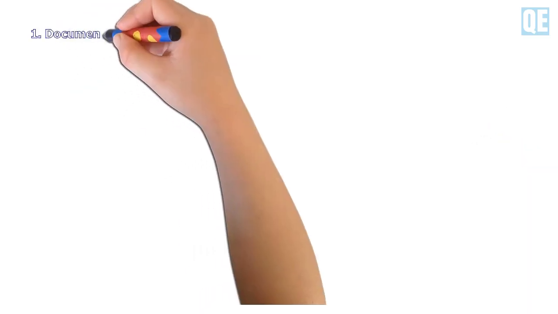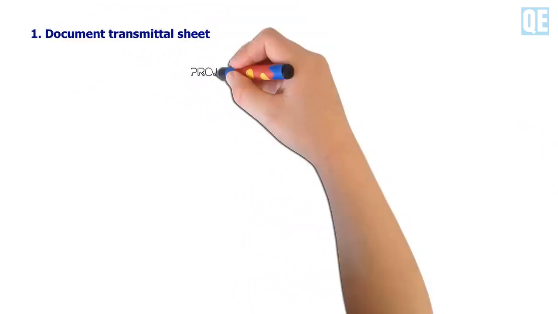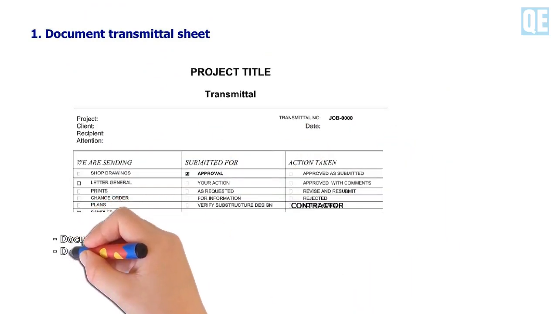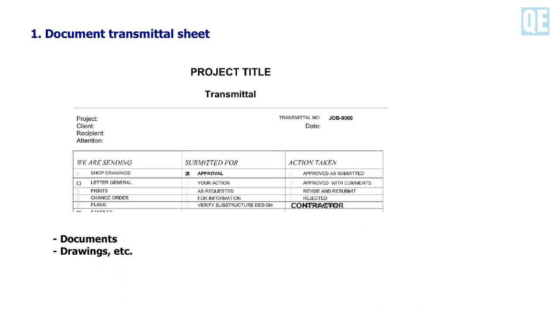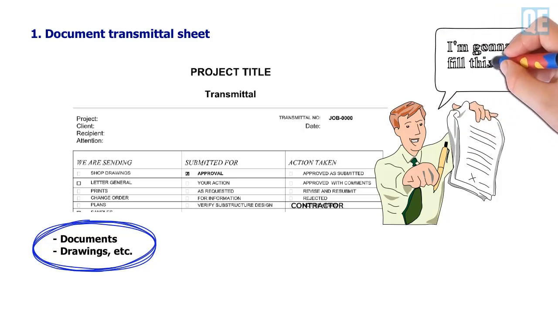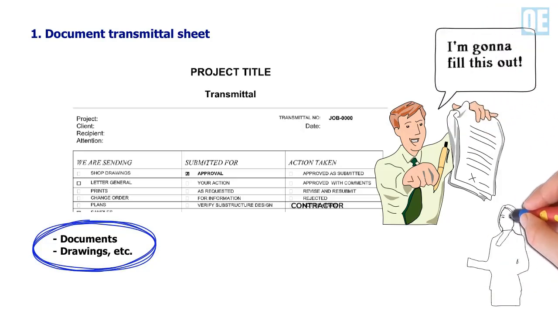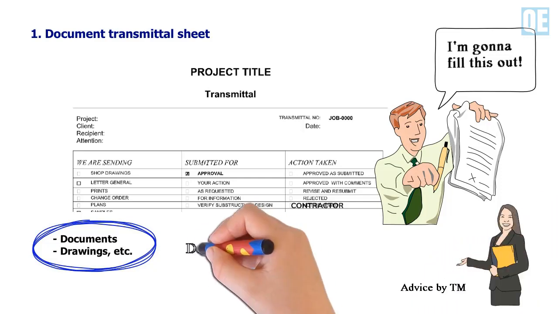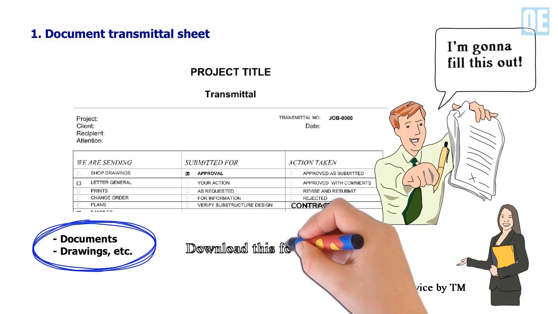1. Document transmittal sheet. This form will use to submit documents, drawings, etc. This shall be filled by a document controller writing the specific titles for the submittal and attach necessary attachments, and of course it shall be the advice from technical manager. You can download this form in the description below.